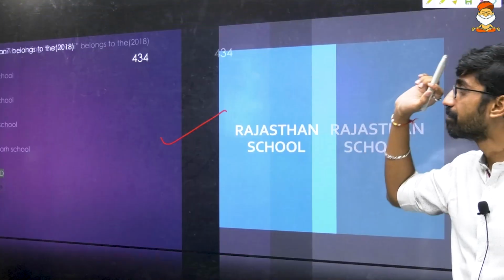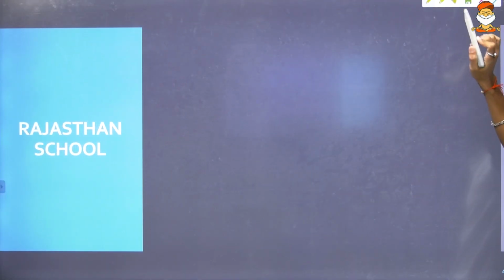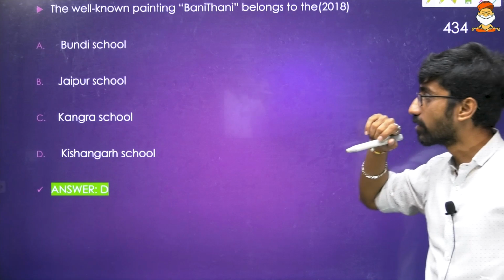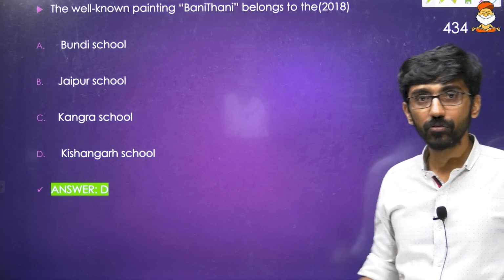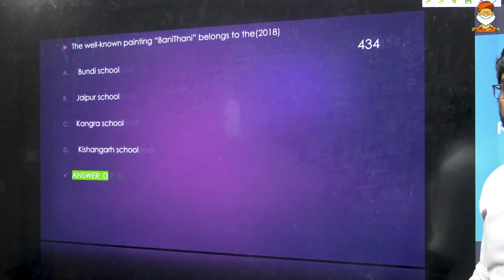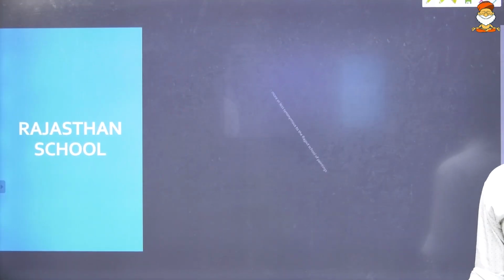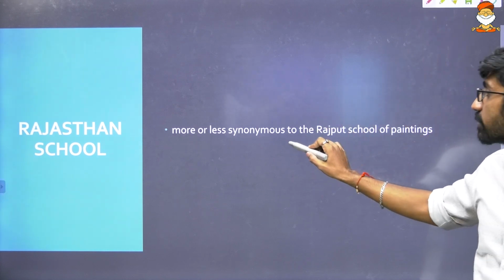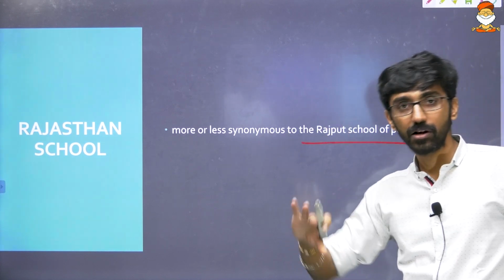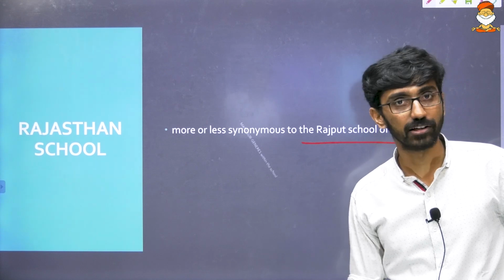So take one by one. These are all related to the Rajasthan school that we can talk about. Kangra may be different because that is Himachal Pradesh, it will not go with Jaipur and Kishangarh. We'll discuss one by one. These are all part of Rajasthan schools of paintings, which is more or less synonymous with Rajput school of paintings. Most of these schools we are going to discuss over here.